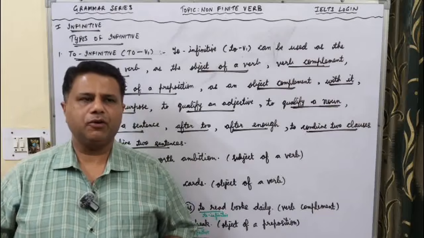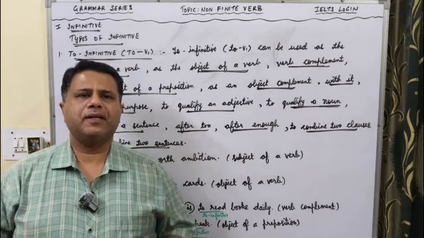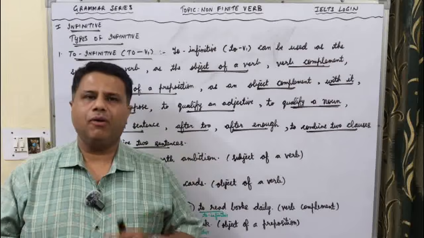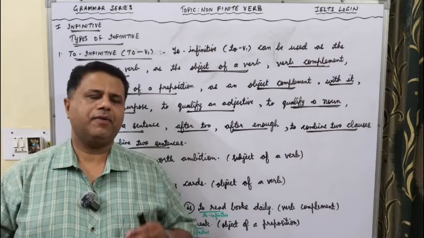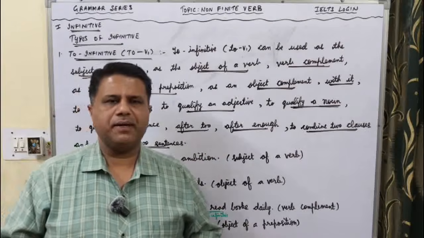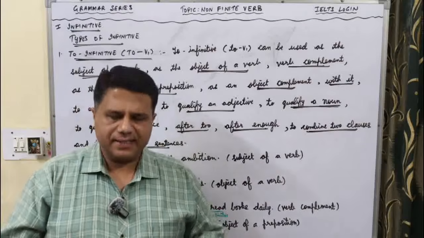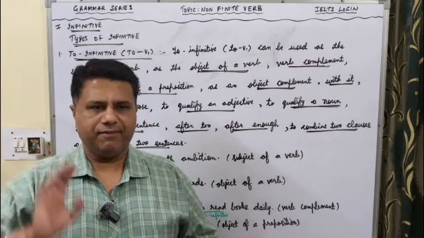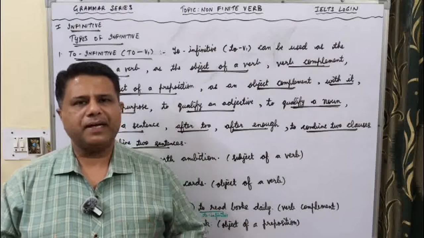After the adverb too, after the adverb enough, then of course the most important use of to infinitive is to combine two sentences. Whenever you want to join two clauses or two sentences, we can do so with the help of a to infinitive very easily. If I take you back to the topic of simple, compound and complex sentences, all the simple sentences will be made easily with the help of non-finite verbs. I gave you the examples also. I gave you one example of to infinitive, then participle and gerund.